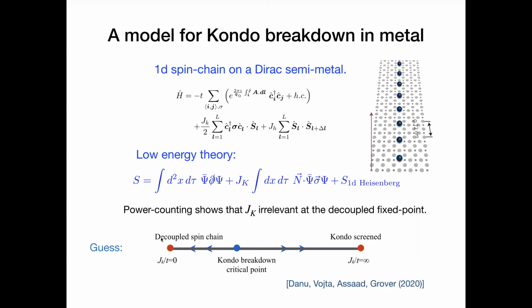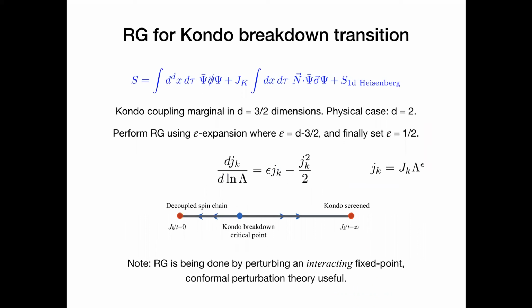So there is a decoupled spin chain limit where spinons exist. They dynamically decouple from conduction electrons. And at large Kondo coupling, they get absorbed. This is like a heavy Fermi liquid phase, if you like. And then there's a Kondo breakdown critical point, if you like. So that's the main result.